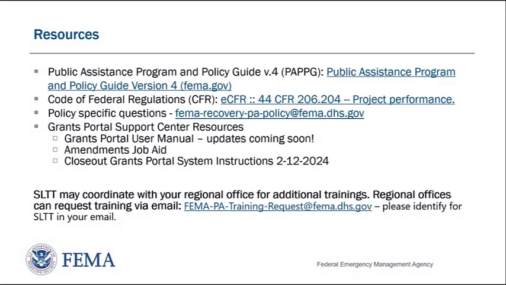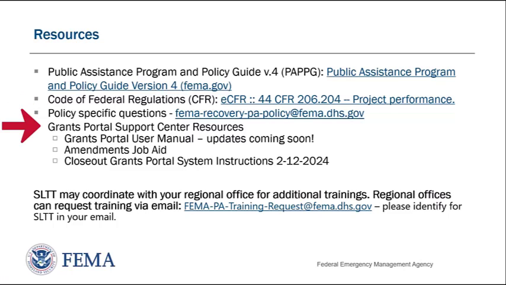Here are some resources. Today we discussed the Public Assistance Program and Policy Guide, also known as our PAPPG. Please remember to use the version that was in place at the time the event was declared. There's the Code of Federal Regulations website. If you have any policy-specific questions, you can contact FEMA's headquarters policy branch at the email listed here.